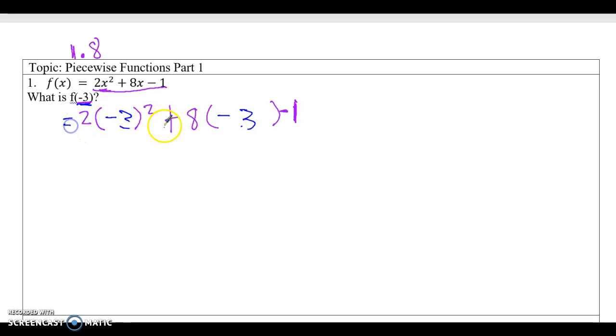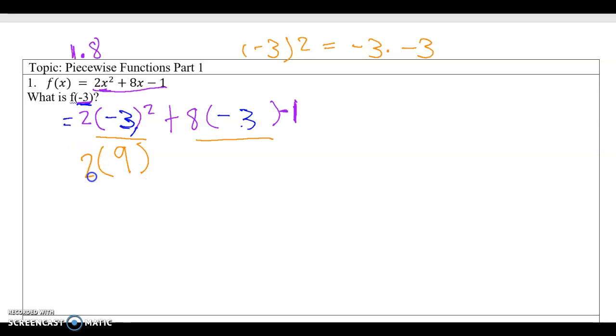And now when I evaluate this, I have to do parentheses first. So I have parentheses here and I have parentheses here. So in order to get rid of this parentheses, I have an exponent and I'm multiplying. So in order of operations, exponents come first. So that's negative 3 squared, which means negative 3 times negative 3. So make sure you have a negative and a negative, which makes that a positive 9.